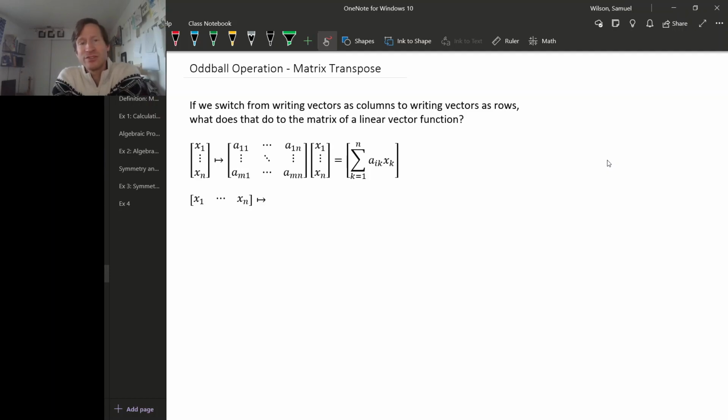So what we could do is figure out, if we have a linear vector function that works on column vectors, there should be a corresponding linear vector function that works on row vectors. What would the matrix of this row vector linear function actually look like? Well, let's figure that out.